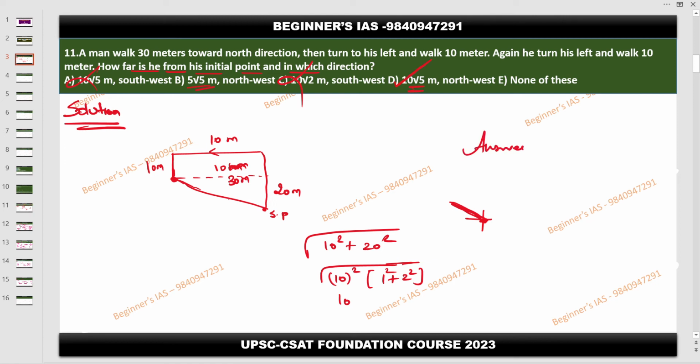You are doing the solution for competitive exams, so you can stop here itself. Okay, then you may also check here: 1 plus 4, therefore 10 root 5. People, are you understanding how to shorten your solution?